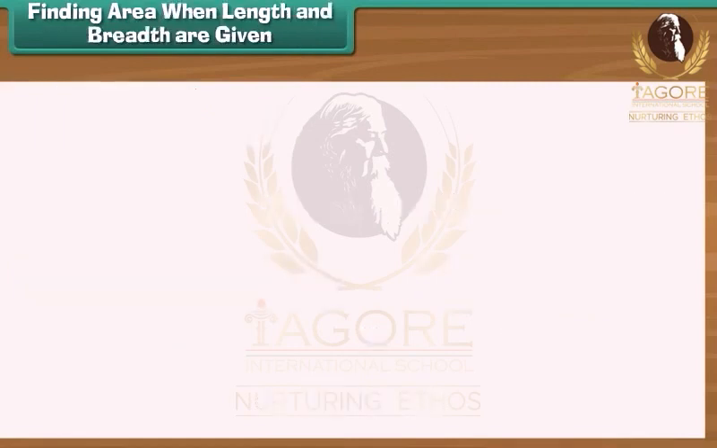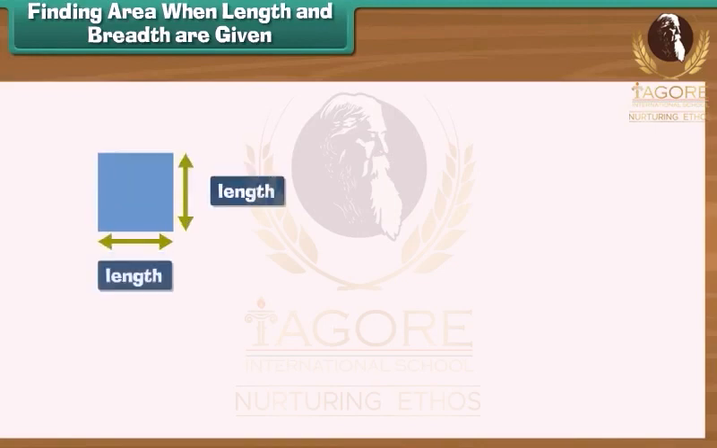Finding area when length and breadth are given. The area of a square is length into length. Square is a special rectangle whose length and breadth are equal.